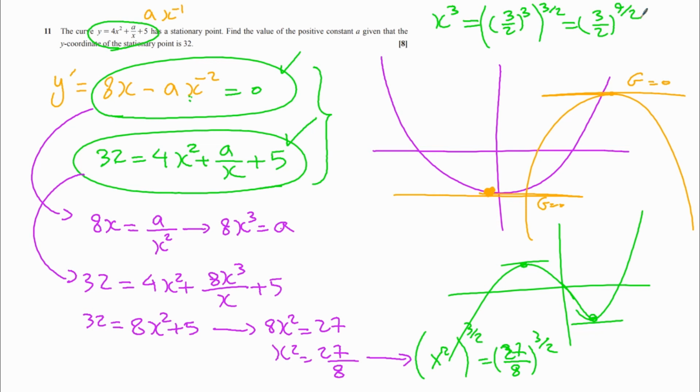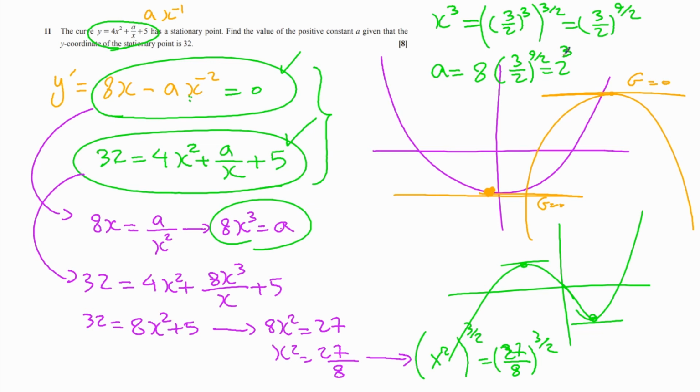Now, looking at this and comparing to this, we know that a equals 8 times x to the power of 3. So I'm just going to write in here, therefore a would be 8 times 3 over 2 to the power of 9 over 2. I know that 8 itself is 2 to the power of 3, so I can put all of these together.